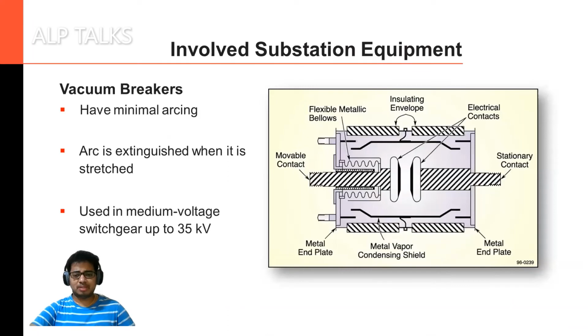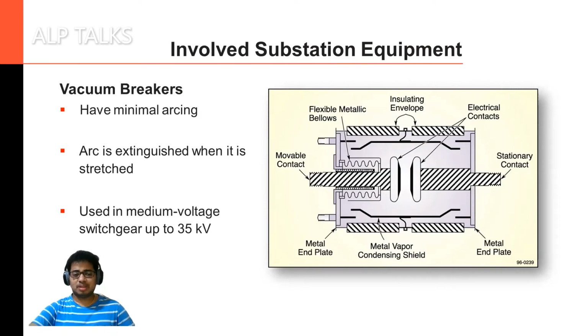So the vacuum breaker. This is the one contact. So electrical contacts: one is a stationary contact, another one is a mobile contact here. We have metal end plates and also condensing shields. We will have an insulating envelope, with all the flexible elbows, everything is available.